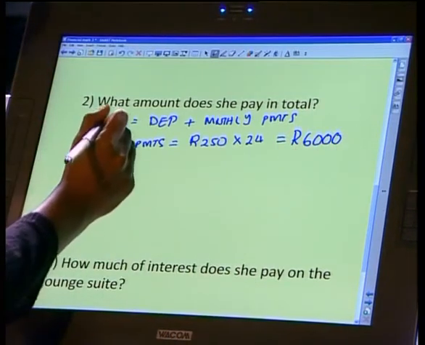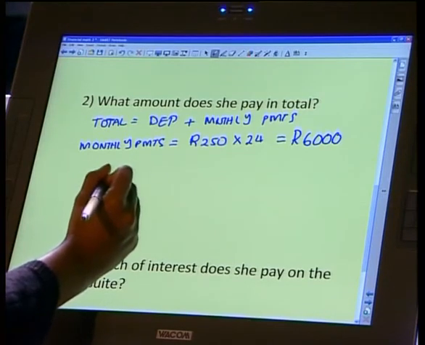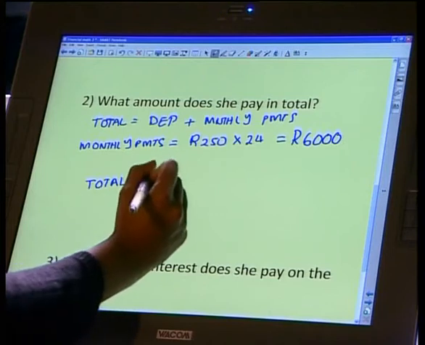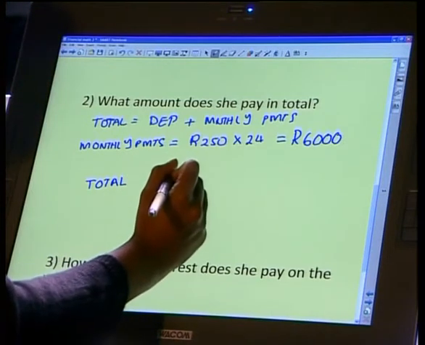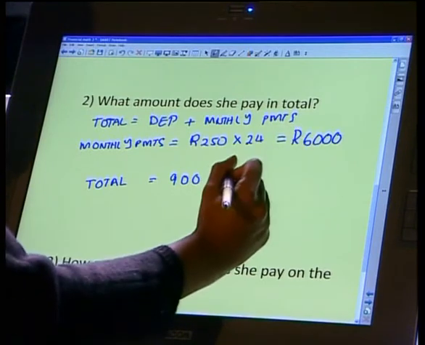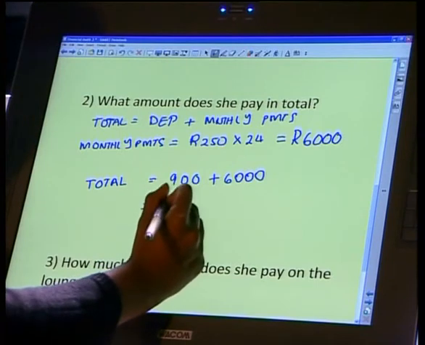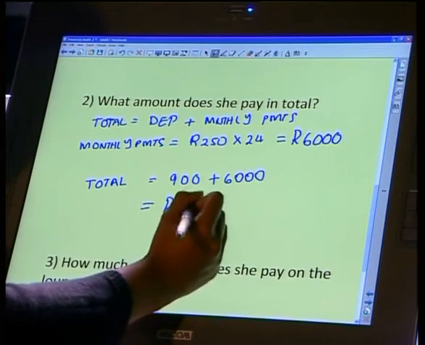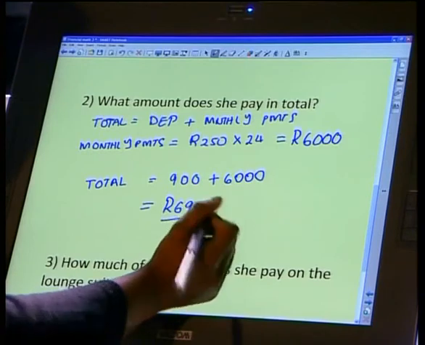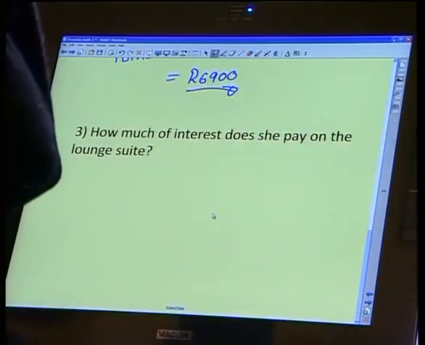But since we want to work out what her total payment is, we need to add on the deposit. So the total is going to be the deposit of 900 Rand plus this 6,000 Rand. And this is going to give us an answer of 6,900 Rand that she will pay on this lounge suite, which costs 4,500 initially.